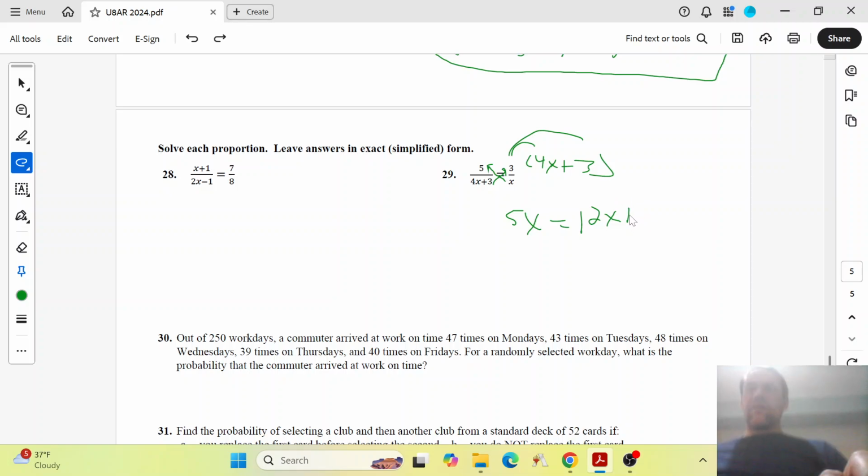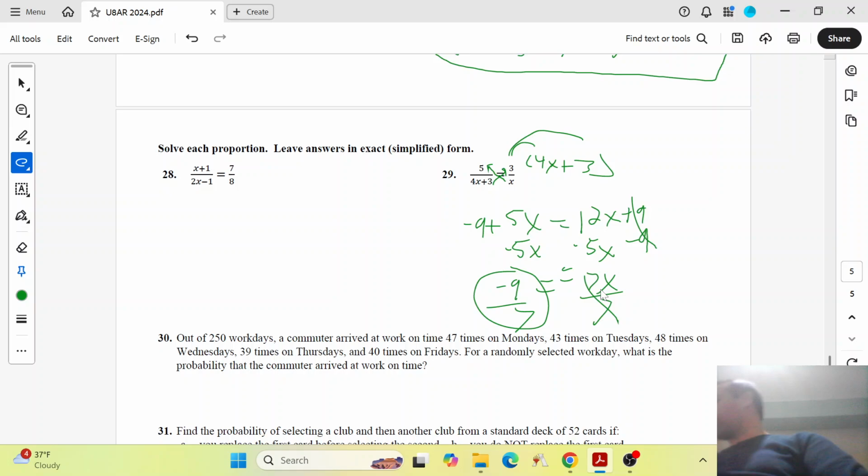So plus 9. And so we're actually going to subtract the 9 first, because I want to keep my x's positive. So I can do that so they don't spread rumors about me with my x's that I dated. So we're going to subtract 5x over to this side. And so 12x minus 5x is 7x equals negative 9. And now we're going to divide by 7, and we are going to get negative 9 sevenths. Perfect. Yep, negative 9 sevenths.